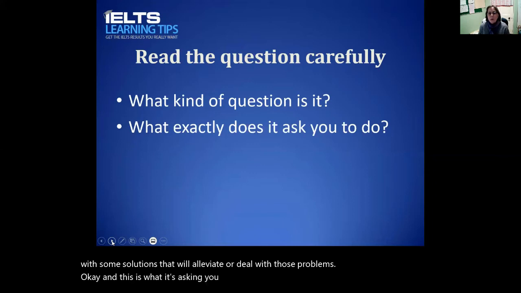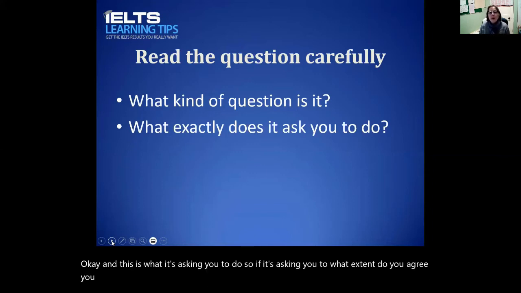So if it's asking you to what extent do you agree, you don't need to worry about writing two sides of the argument.